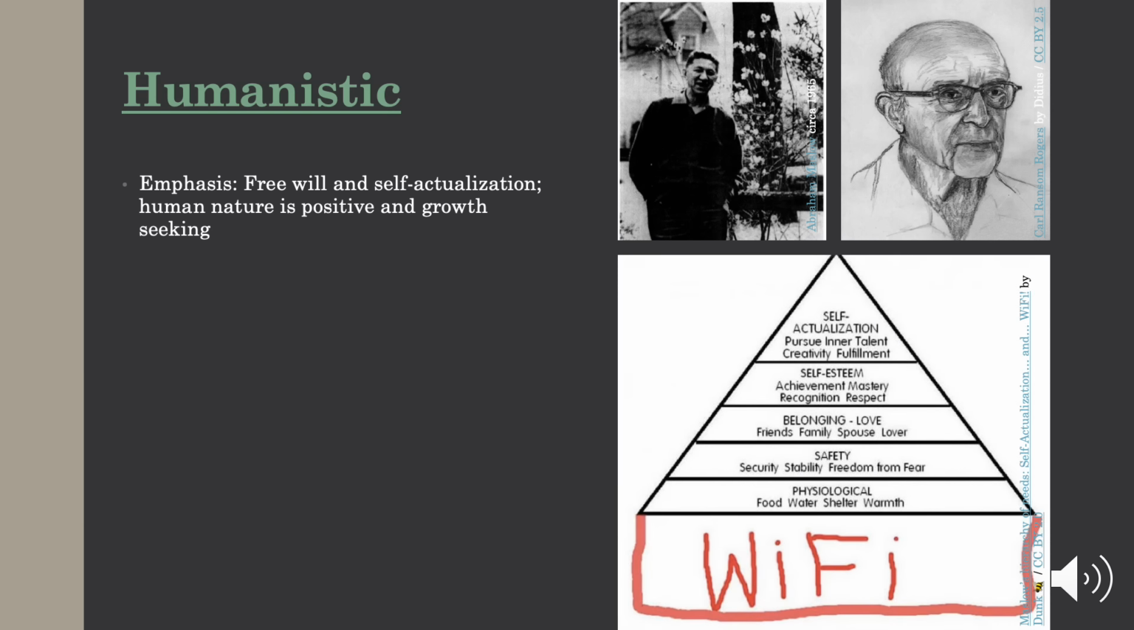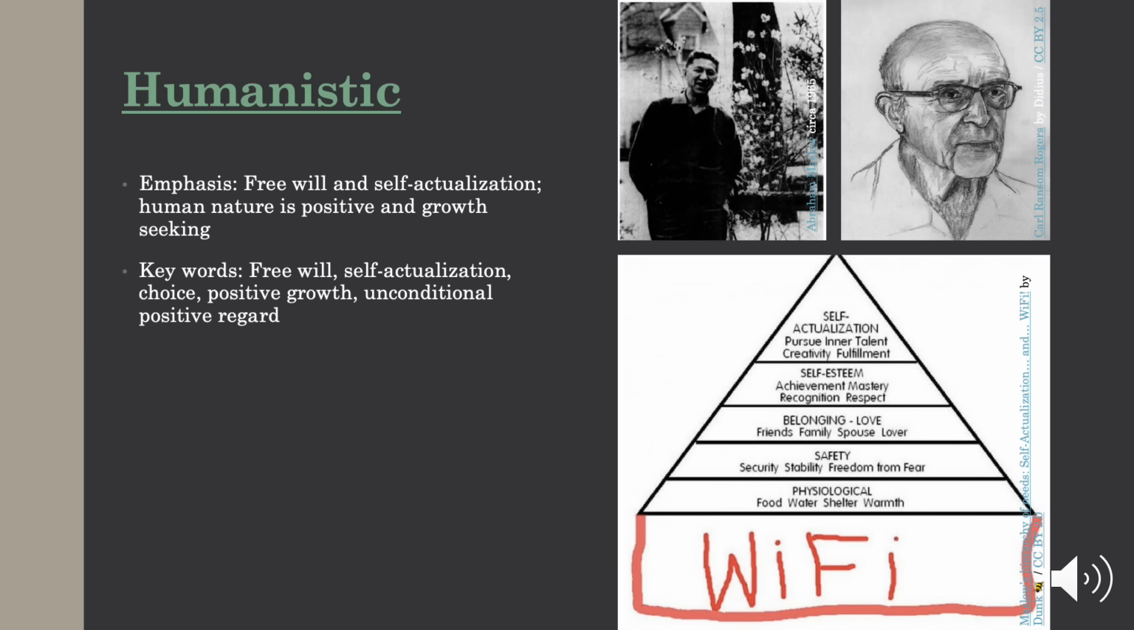You may be familiar with Maslow's hierarchy of needs, and you've seen his pyramid before, with self-actualization at the top and the lower needs below it. I found this fake version, bottom right, with Wi-Fi as the most basic human need.